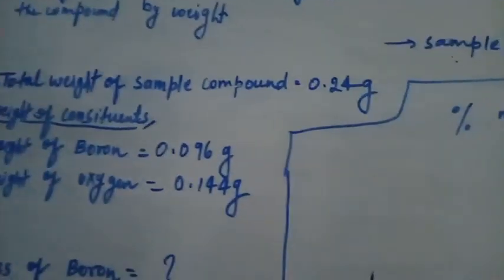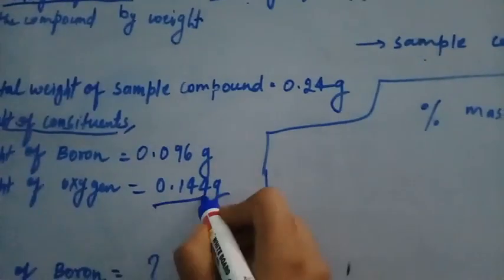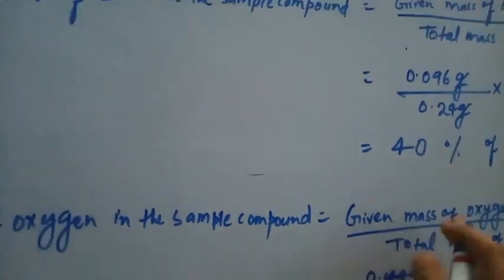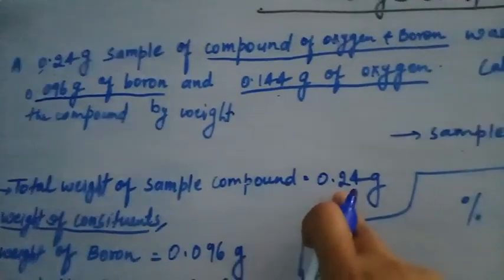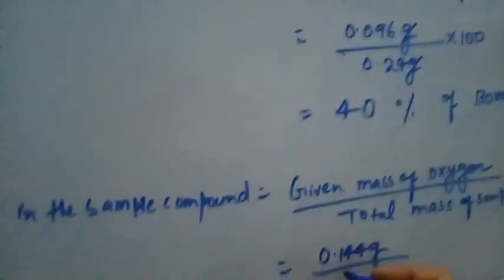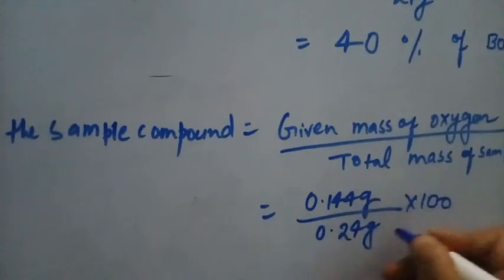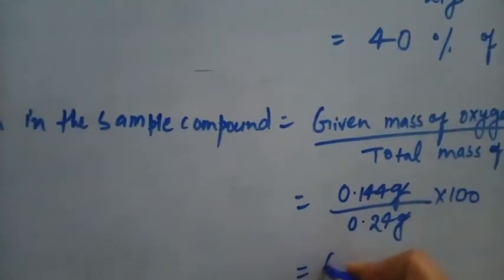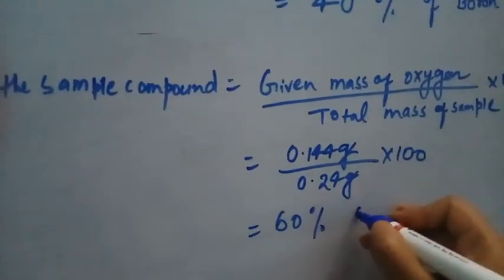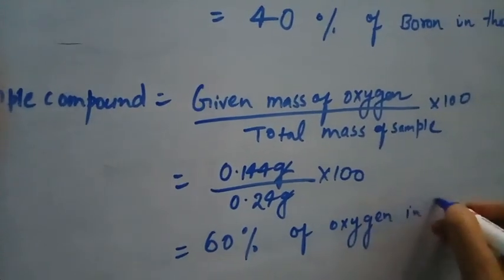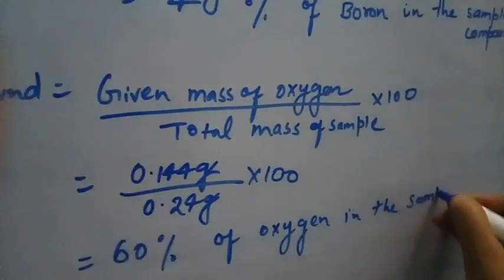So given mass of oxygen, weight of oxygen is 0.144 gram. So we will write 0.144 gram divided by total mass of sample, which is the same 0.24 gram, into 100. So we will get here 60%. So 60% of oxygen by mass is present in the sample compound.